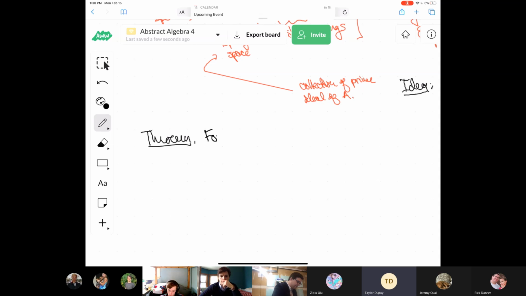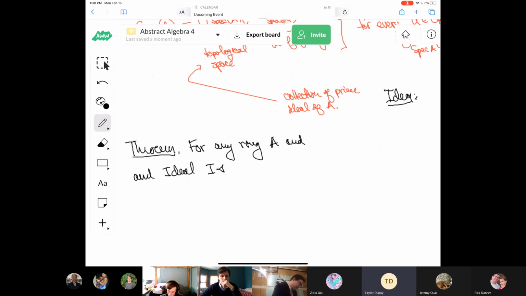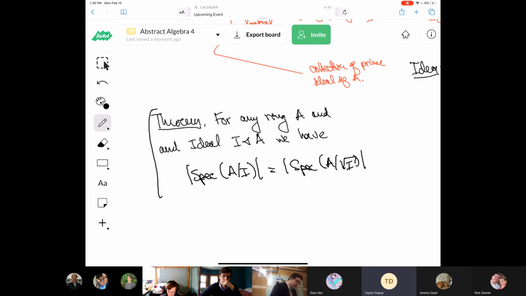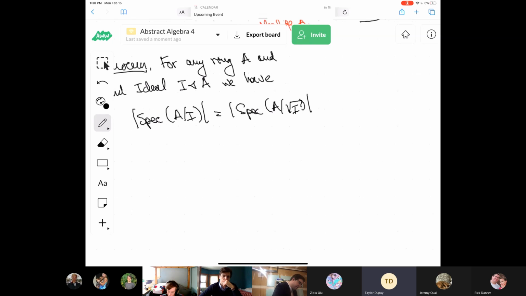For any ring A and any ideal I in A, we have that Spec of A mod I, as a topological space, is equal to Spec of A mod the radical of I.